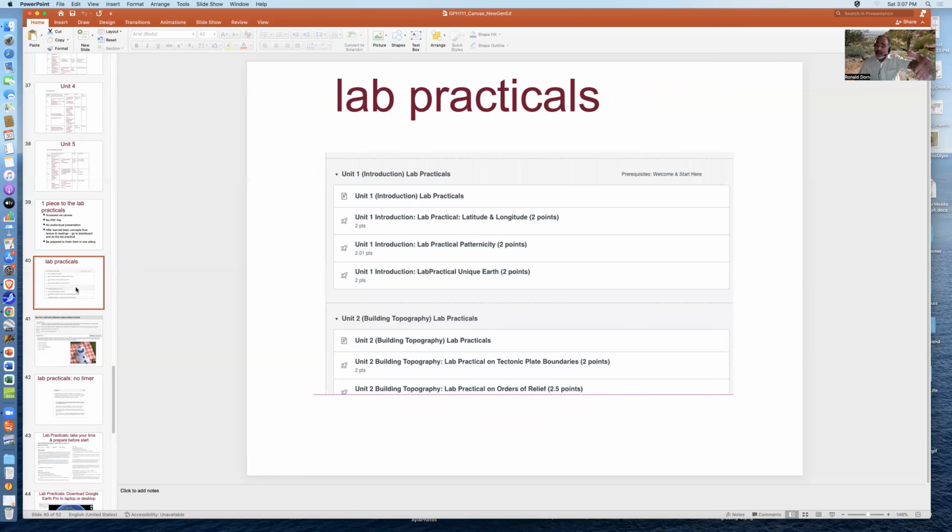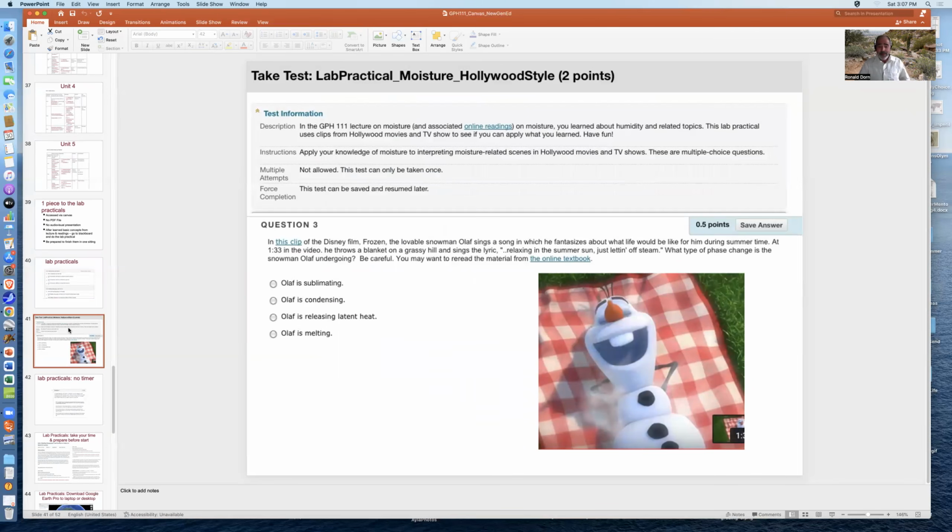There are lab practicals that correspond with different units. And I'll give you an example. Some of them are pretty strange. This is the lab practical that deals with the topic of moisture, Hollywood style. Moisture is a topic that tends to confuse a lot of students: relative humidity, absolute humidity, specific humidity. How is the dew point reached? And so I like to use Hollywood movies for the fun of it.